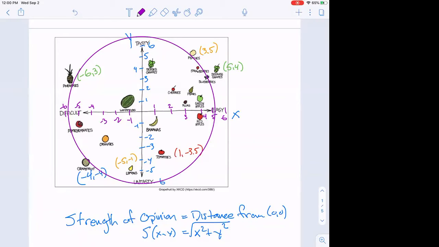And so you can make that a mathematical thing by saying that the strength of your opinion could be a function. The strength based on its coordinates x, y is the distance from the origin, square root of x squared plus y squared. And so all of these things on the purple circle would be about the same strength of opinion. So the author really, really likes peaches, both for ease and taste, and they really, really don't like grapefruit, both for difficult and untasty. That's another thing you could make a mathematical formula to quantify.